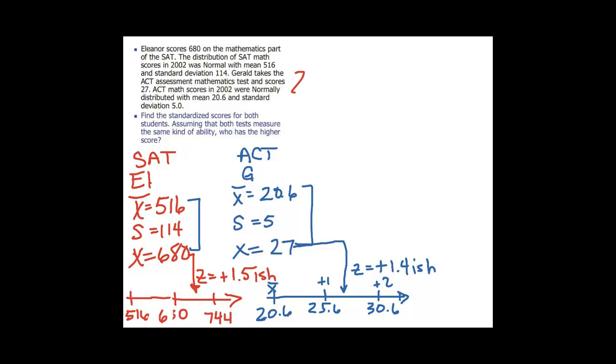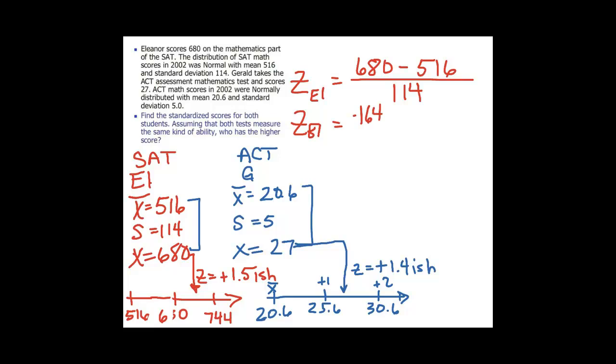So let's calculate Eleanor's z-score. So I'll go z sub L, and her value was 680 minus the mean 516 all over the standard deviation of 114. So z for L is going to be 680 minus 516, which is 164. That is not a negative, that was just a bloop. Divided by 114. My calculator spits out the number 1.438. That is pretty close to my estimate, so I feel pretty good about that value.